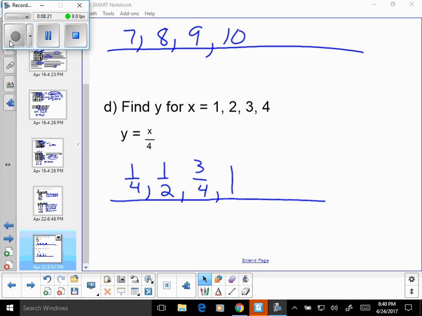We're back to those fractions again. 1 divided by 4 is 1/4. 2 divided by 4 is 1/2. 3 divided by 4 is 3/4. And 4 divided by 4 is 1. Remember that we always express our fractions in lowest terms. And that concludes today's lesson 9-4 on function rules.